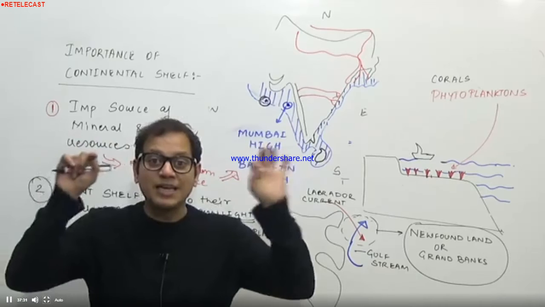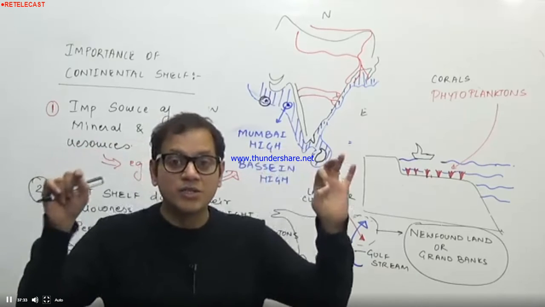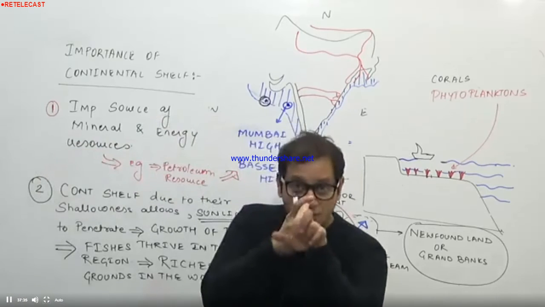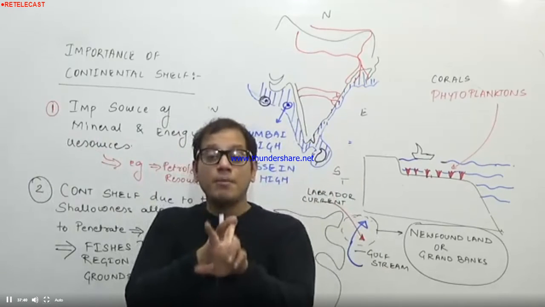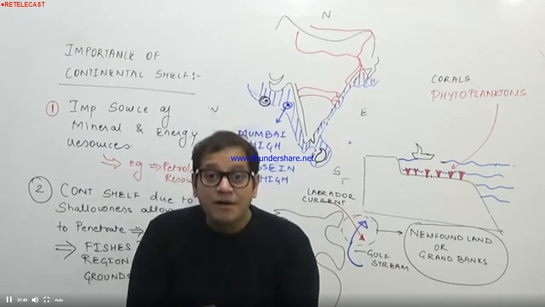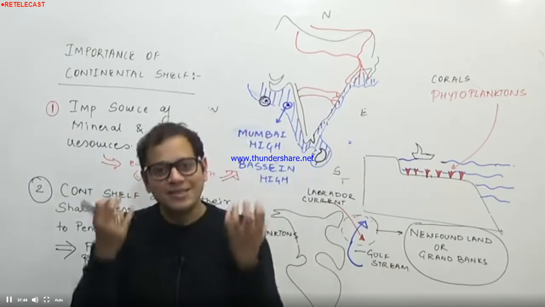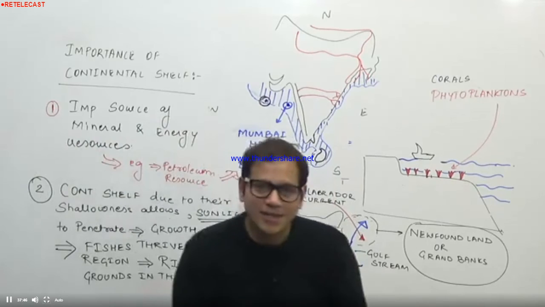What are the areas of widest or richest fishing ground? First condition, widest continental shelf, and the second is meeting up of warm and cold currents. Why widest continental shelf? Because sunlight can penetrate, therefore plants can grow.